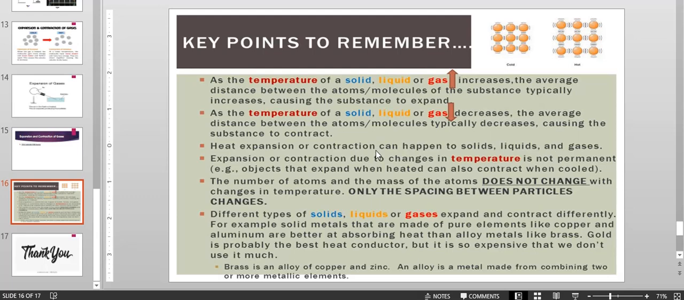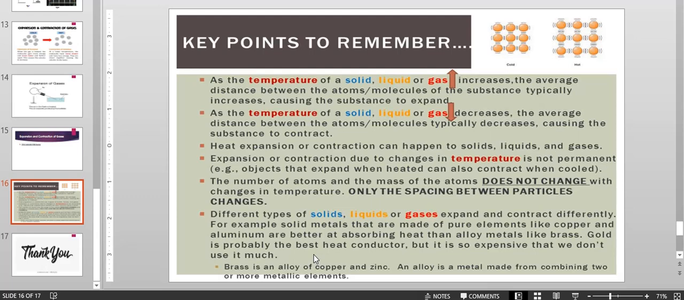Number 3. Heat expansion or contraction can happen to solids, liquids, and gases, that are states of matter. Number 4. Expansion and contraction due to changes in temperature is not permanent. For example, objects that expand when heated can also contract when cooled. Next, the number of atoms and the mass of atoms do not change with the changes in temperature. Only the spacing between particles changes.